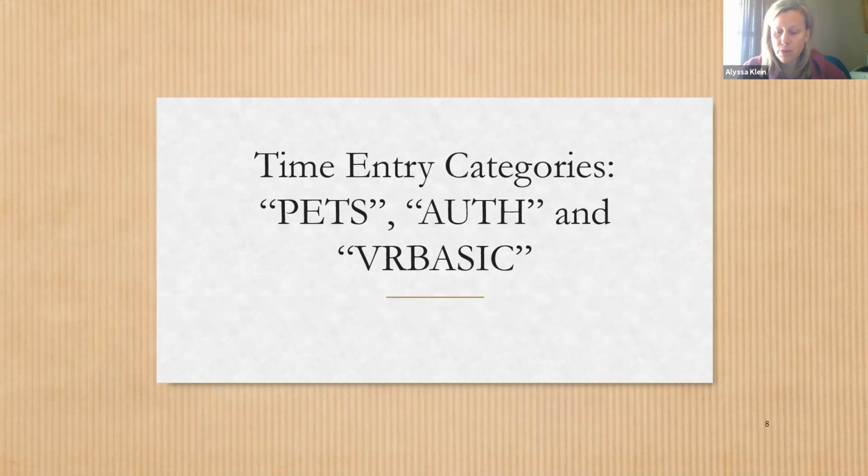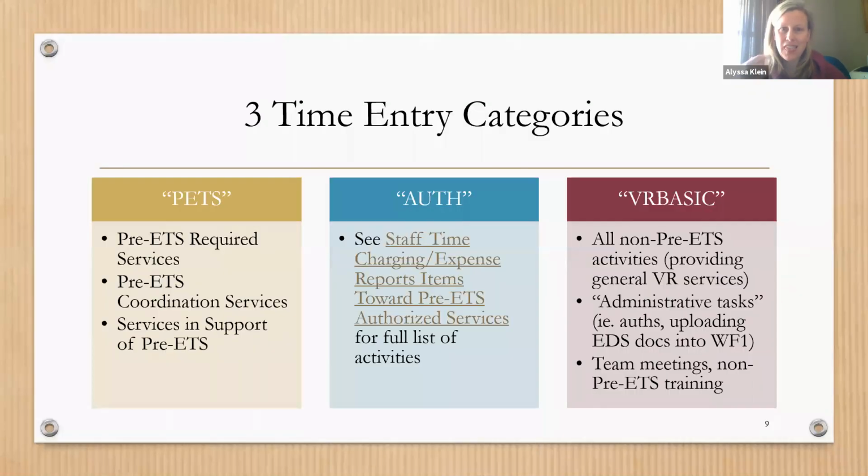So let's take a look at the 3 pre-ETS categories, which are PETS, AUTH, and VR Basic. Those 3 categories are listed here, and what's included in each is listed within each box. So PETS includes all of your time and expenses related to providing or arranging for pre-ETS required services, as well as pre-ETS coordination services, and services in support of pre-ETS.